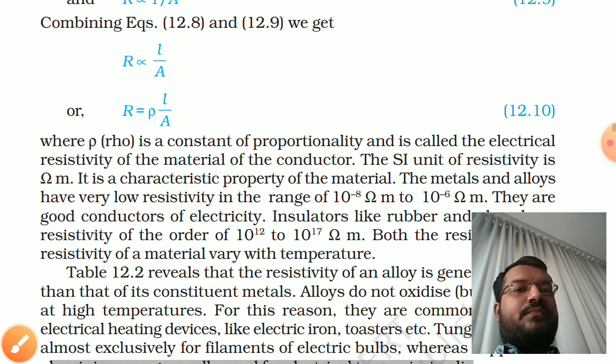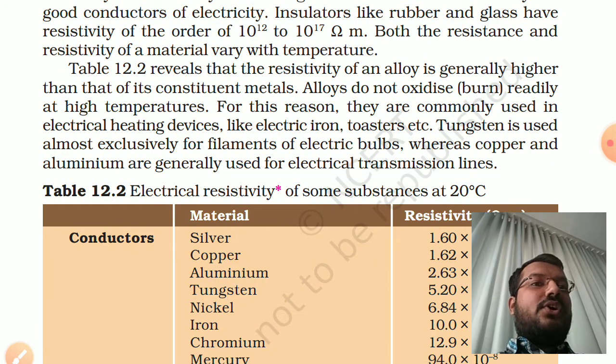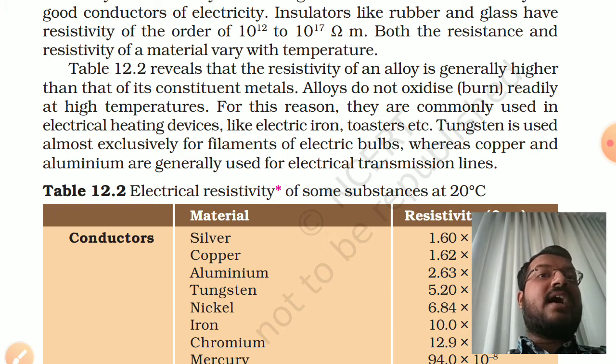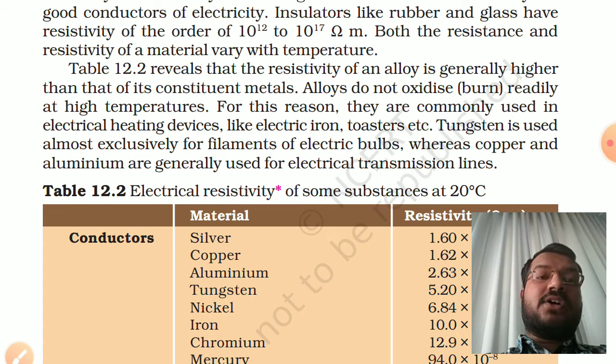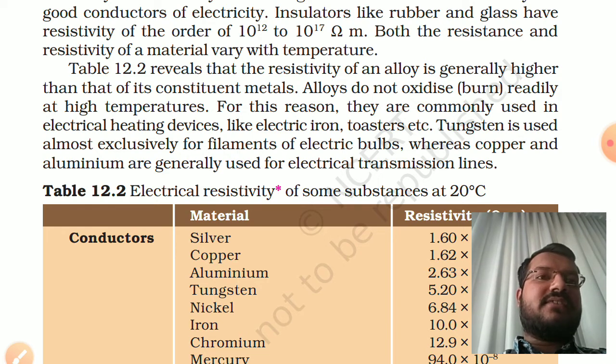Table 12.2 reveals that the resistivity of an alloy is generally higher than that of its constituent metals. Alloys do not oxidize readily at high temperatures. For this reason, they are commonly used in electric heating devices. See, the resistivity of an alloy is much higher than its constituent metals. Okay, so nichrome's resistivity will be higher, so it will pass less current compared to copper. So in copper we will get higher current, and in nichrome we will get less current than copper wire because its resistivity is high.